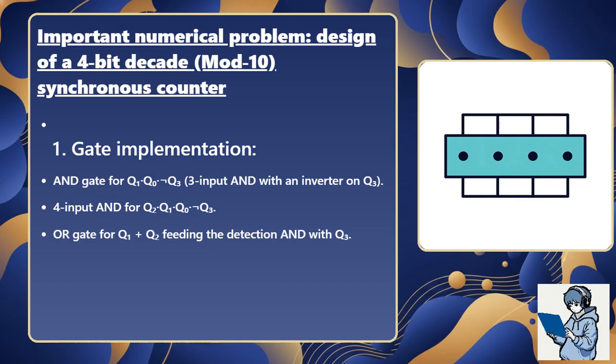An AND gate for Q1 and Q0 and not Q3: a 3-input AND with an inverter on Q3. A 4-input AND for Q2 and Q1 and Q0 and not Q3. An OR gate for Q1 or Q2 feeding the detection AND with Q3.